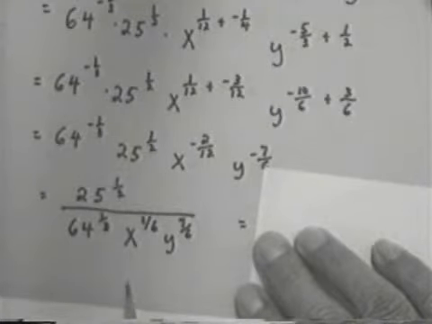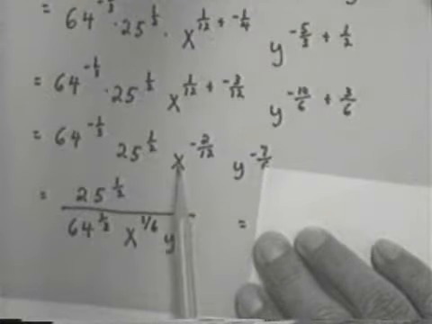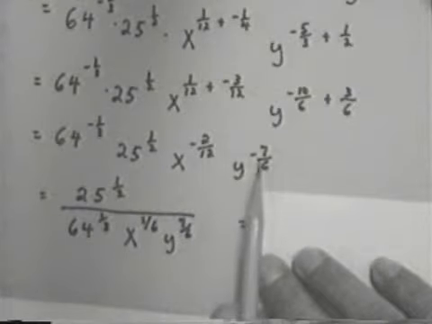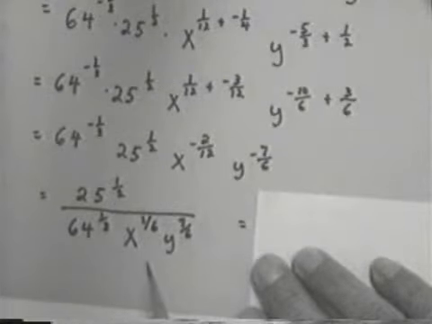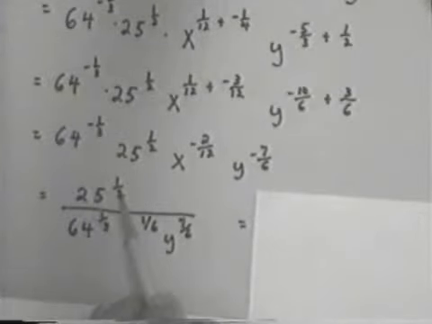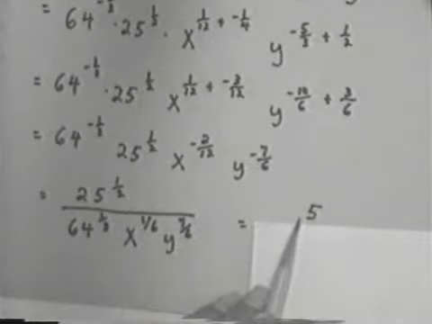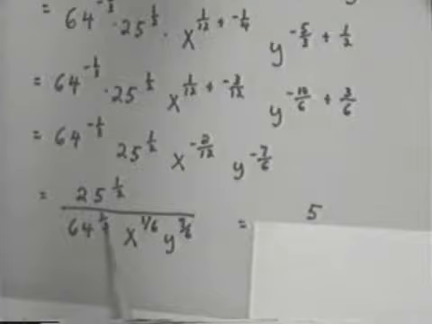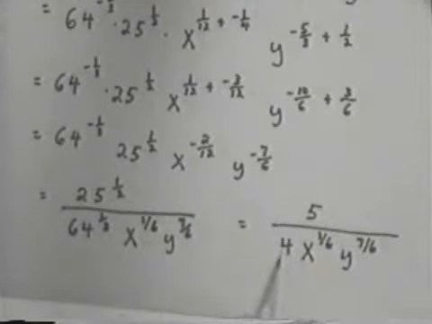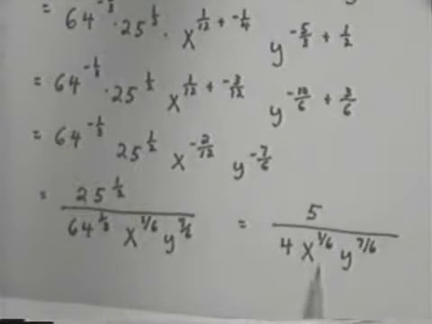25 has a positive exponent, so I'll leave it. X has a negative exponent, so I take x to the denominator. Y has a negative exponent, so I take y to the denominator. Finally, I evaluate the numbers. 25 to the 1/2 is the same as the square root of 25, which is 5. 64 to the 1/3 is the same as the cube root of 64, which is 4. So my final answer will be 5 divided by 4, x to the 1/6, y to the 7/6.